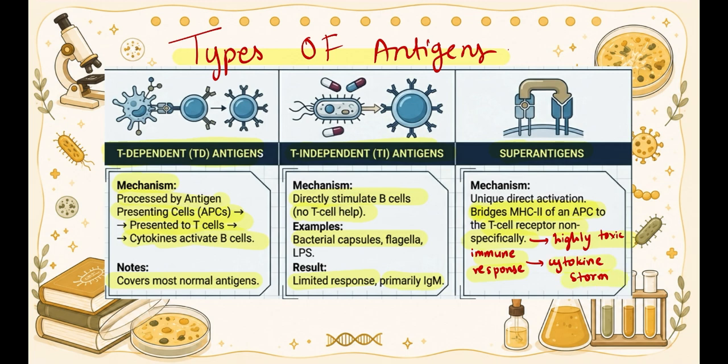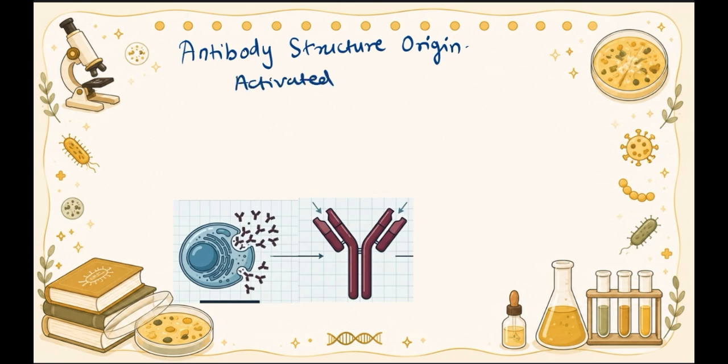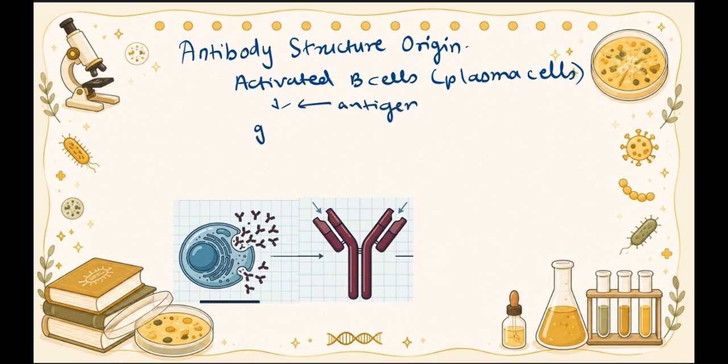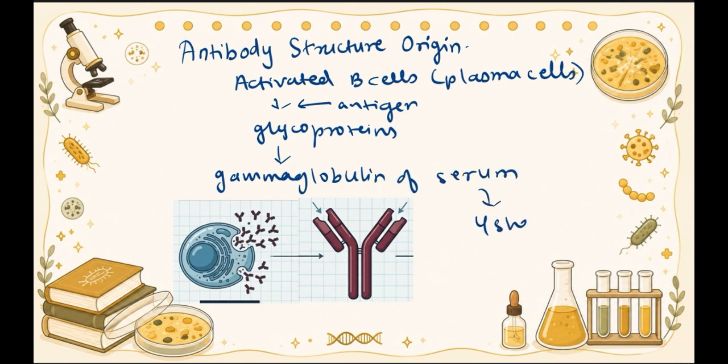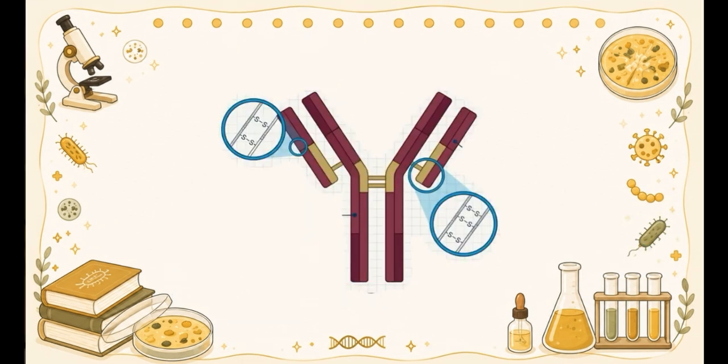Activated B cells, which are known as plasma cells, produce these specialized glycoproteins in direct response to an antigen. Once they're produced, they circulate primarily in the gamma globulin fraction of our blood serum. If we look at them structurally, every basic antibody forms a very distinct Y-shaped heterodimer. This elegant structure is built from exactly 4 polypeptide chains.